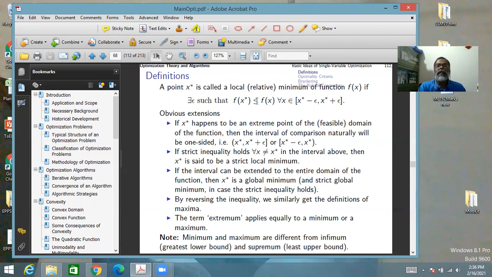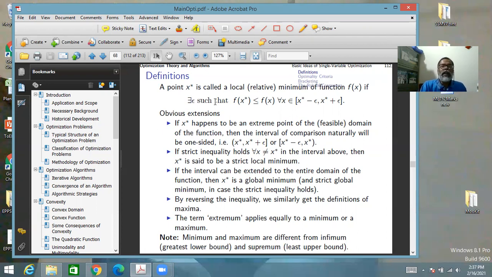Now, the idea is that if we are calling a particular point a minimum point, then we expect the function values at neighboring points to be higher. But equal will do. That is the sense. And why does there exist an epsilon? Because the idea is that you tell whatever tolerance you want, and within that we will get the situation that all other points are either worse, that is higher, or equal.